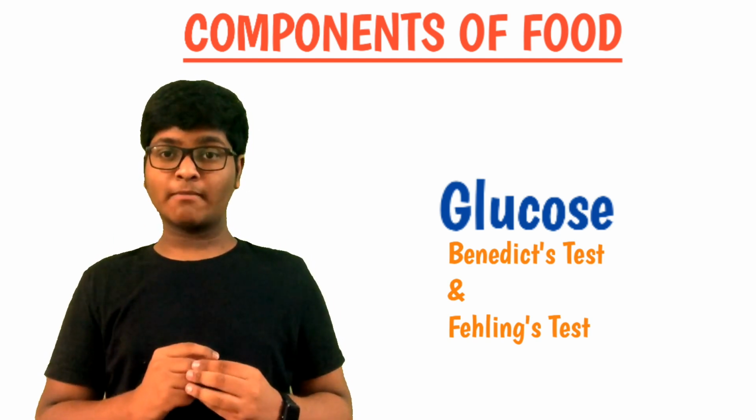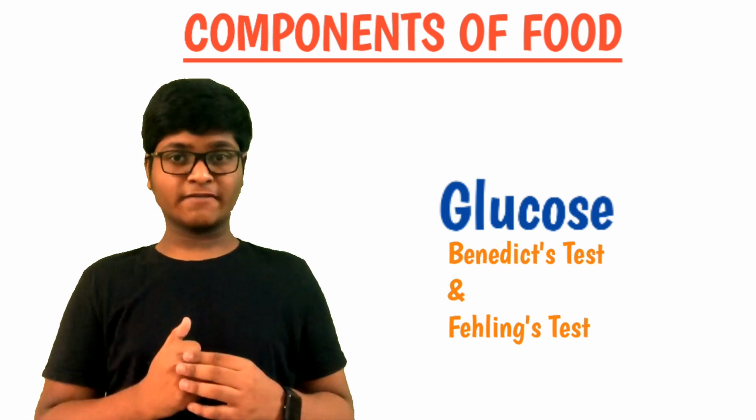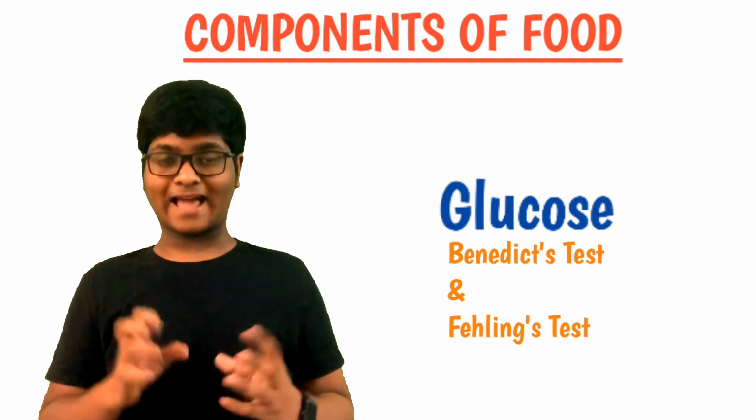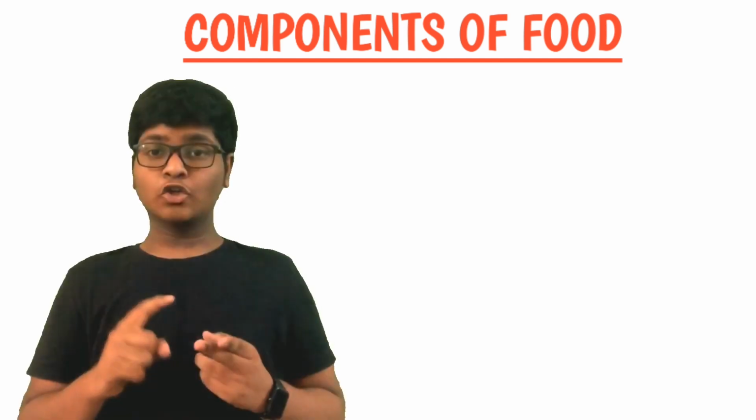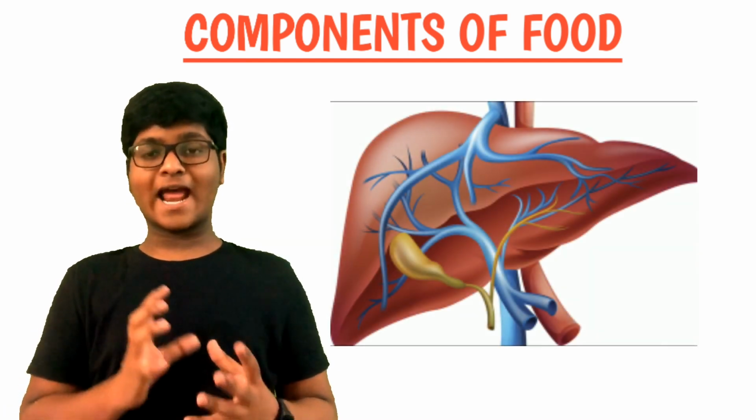If you want to know more about Benedict's test and Fehling's test, let me know in the comment section given below so that I can give you a brief clarity about this. And glucose is stored in the form of glycogen in the liver and muscles.